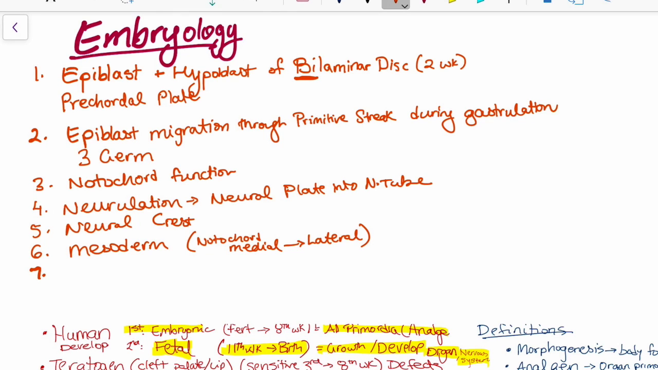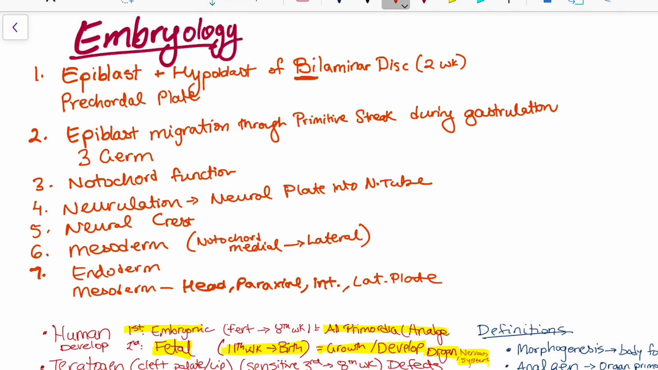So in endoderm, you have just embryonic endoderm. And then we have mesoderm. In mesoderm, you have the head mesoderm, paraxial mesoderm, intermediate mesoderm, and lateral plate mesoderm. That is it. You have your head, paraxial, intermediate, and then the lateral plate. You have ectoderm, and ectoderm is basically your surface ectoderm, as well as the neural tube and neural crest.